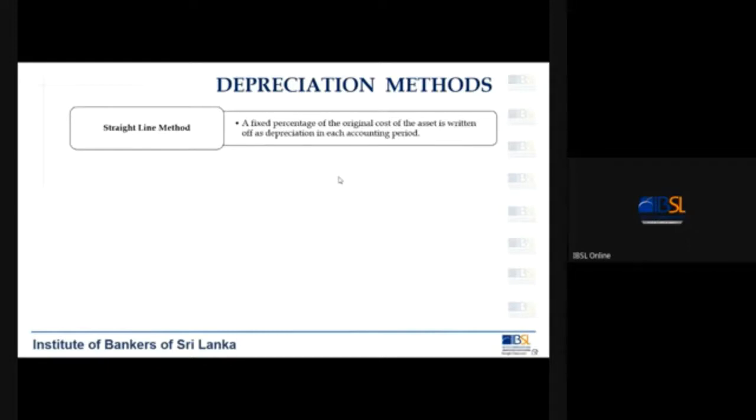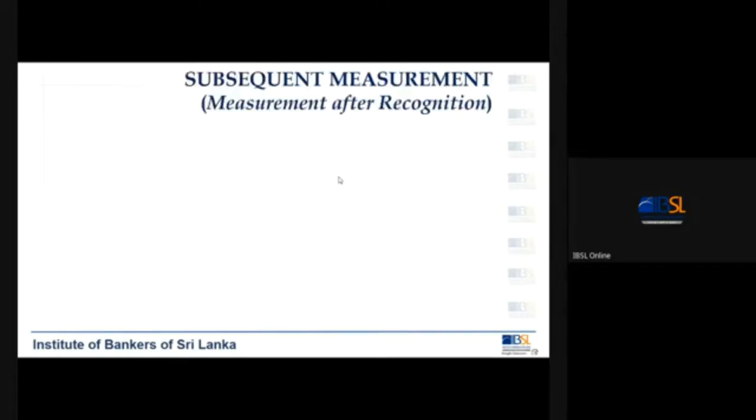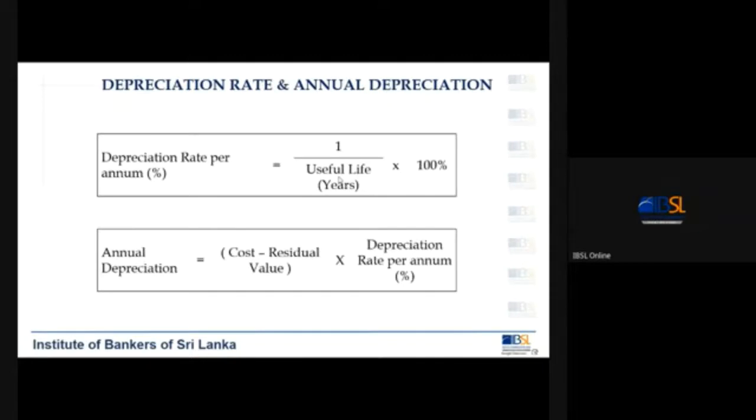The depreciation is provided on the depreciable amount. So what is the depreciable amount? It is cost less the residual value. So that is what we call the depreciable amount.